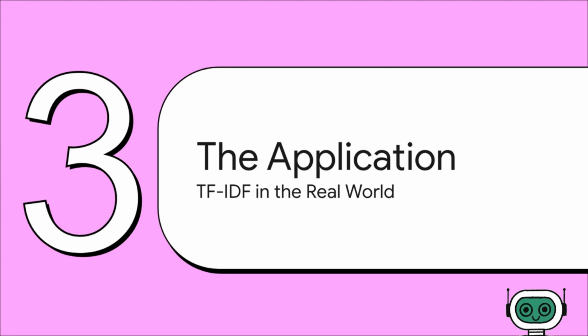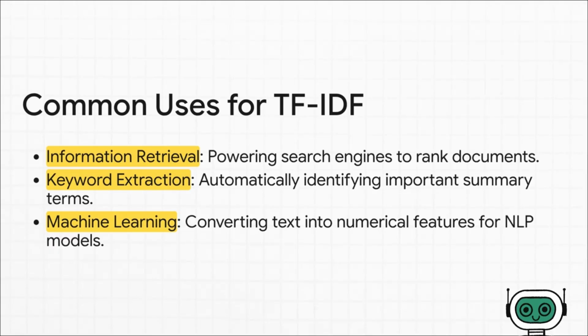Okay, so this isn't just some abstract academic concept. This is a real workhorse that's been used in countless systems for years. You'll find it everywhere. It's a foundational piece of information retrieval, helping search engines rank pages. It's used for automatic keyword extraction, which is great for summarizing documents. And for machine learning, it's a go-to method for turning words into numbers, a process called vectorization, so that models can actually work with text data.